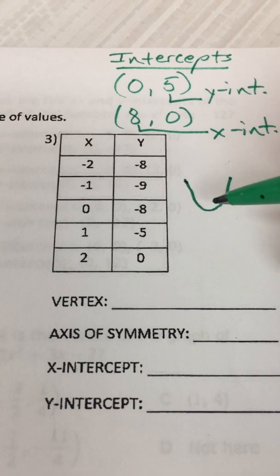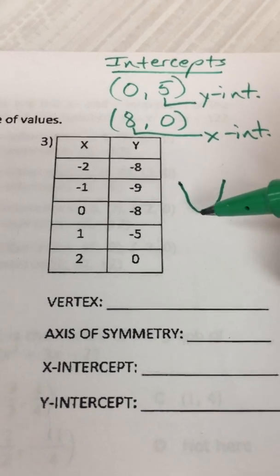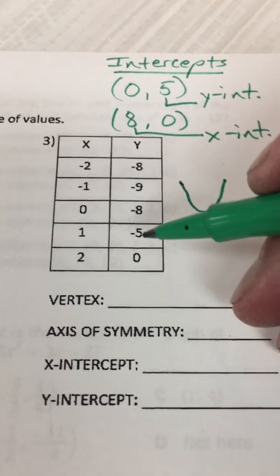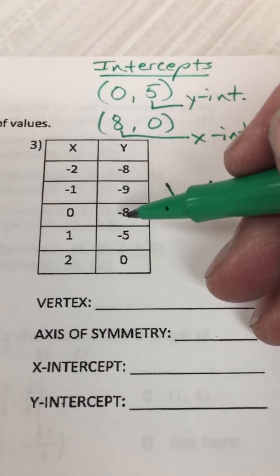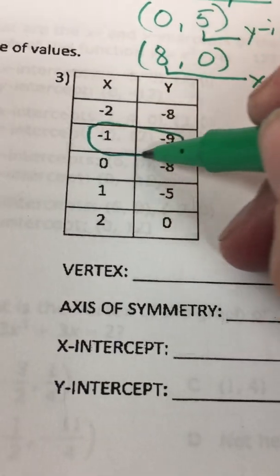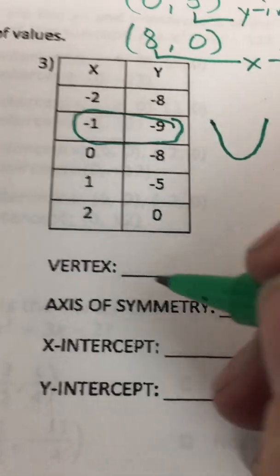So if it's a minimum, I'm looking for the smallest y number, right? Because on the y-axis, this is going to be the low point. So I want the smallest y number on here. Negative 9 is smaller than negative 8 because it's further down the y-axis. So negative 1, negative 9 is my vertex.